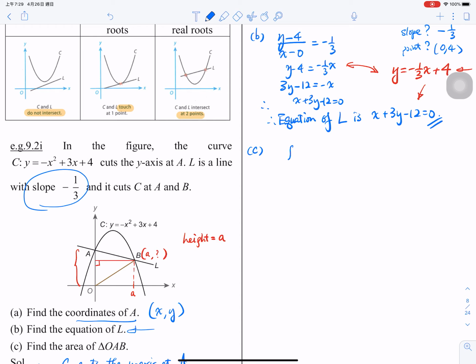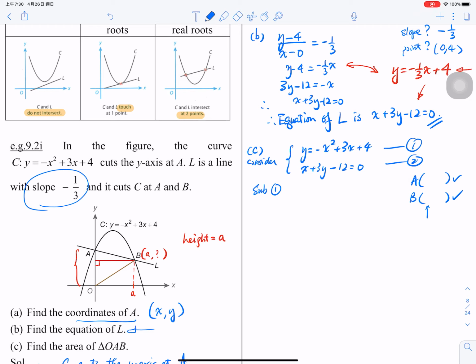Remember, now we have y equals to negative x squared plus 3x plus 4, right? And we also have the straight line equation x plus 3y minus 12 equals to 0. Okay, we can consider this one. Consider this simultaneous equation. Then if we solve the simultaneous equation, that means we can find point A coordinates and point B coordinates, right? If we can find these two, that means we can find the height of the triangle. That's great. So easy, right?